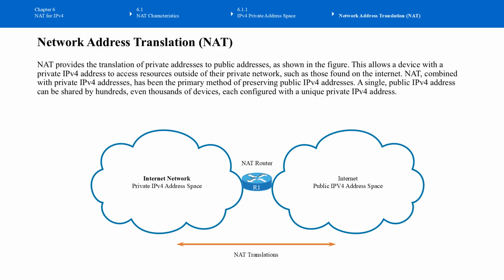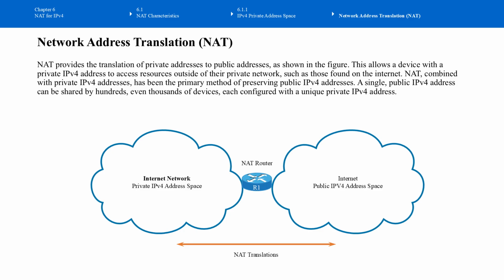As shown in the figure, network address translation, the NAT, translates private IPv4 addresses into public IPv4 addresses. These allow devices on a private network to communicate with resources on the internet. Without NAT, devices using private IP addresses would not be able to access the internet because private addresses are not routable on the public internet.